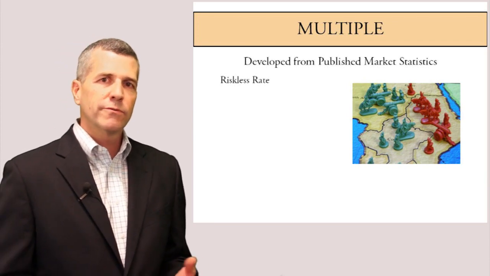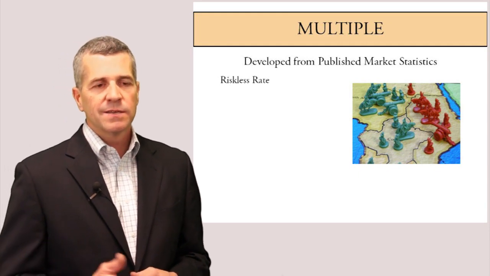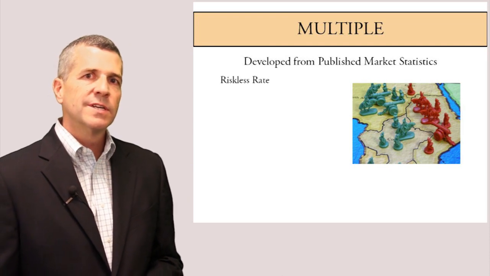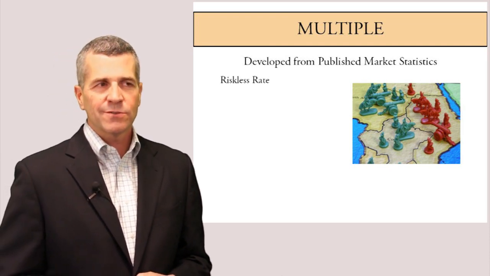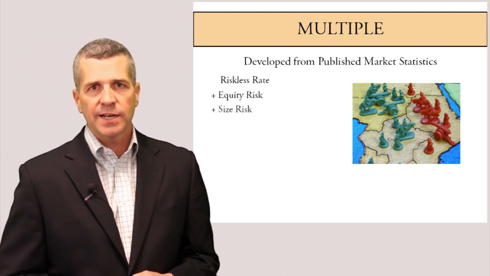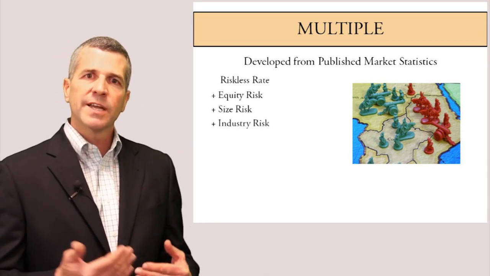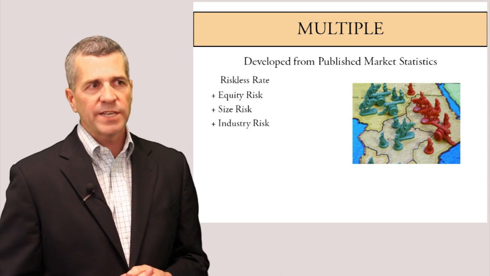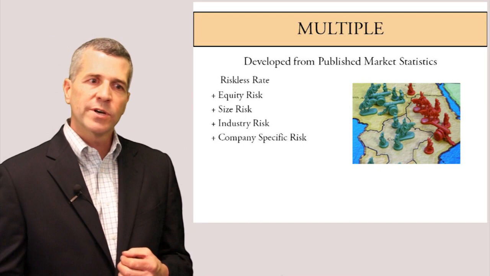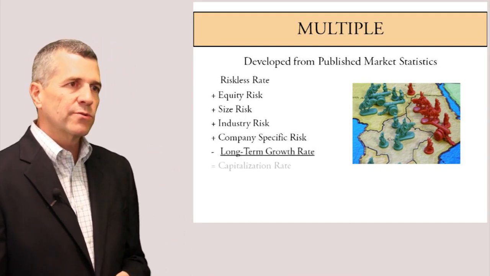We start with the risk-free rate, or the riskless rate, which is essentially the 20-year government bond rate. A government bond is considered risk-free, and currently, as of the making of this video, runs about a 2.7% interest rate. We look at published statistics on equity risk premium, size risk premium for your size of business, industry risk premium, which is an addition based on the type of industry that you're in, company-specific risk, which might have to do with key man, and subtract the long-term growth rate to get to a capitalization rate.